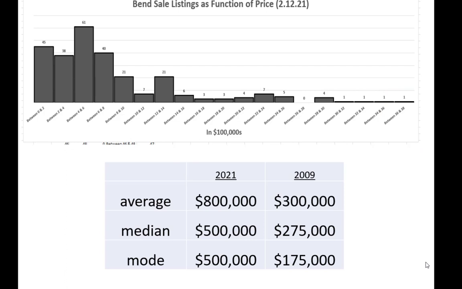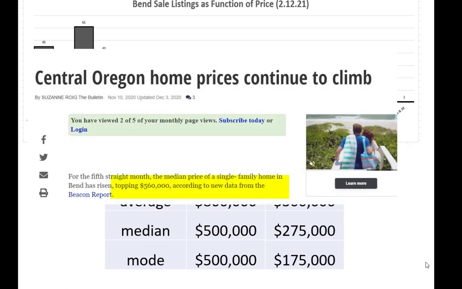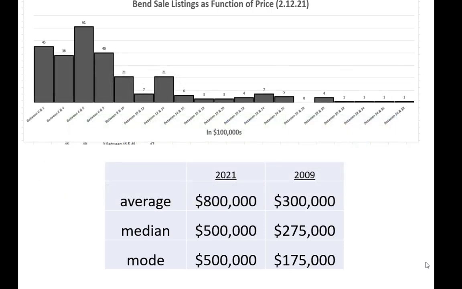Look at the median though. The median home price in Bend also jumped up by about double, by about 100%. And my sample data that I grabbed here actually falls in line pretty well with what we're seeing in the news right now. And the mode, maybe heartbreakingly the worst, jumped up by more than 100%. So most houses now are in that $500,000 range. Housing in Bend is crazy.